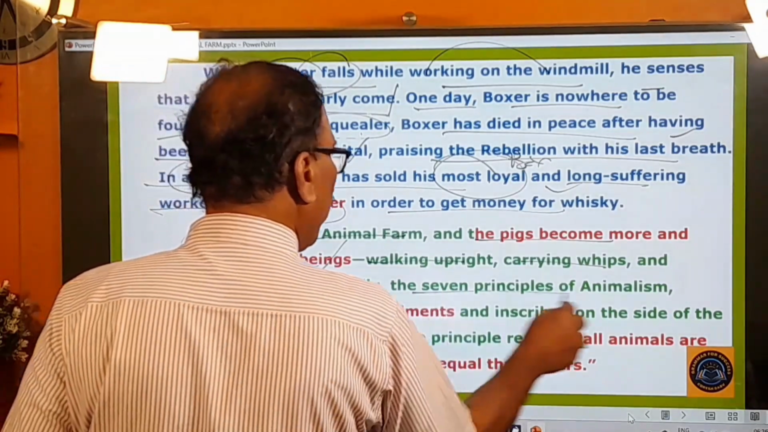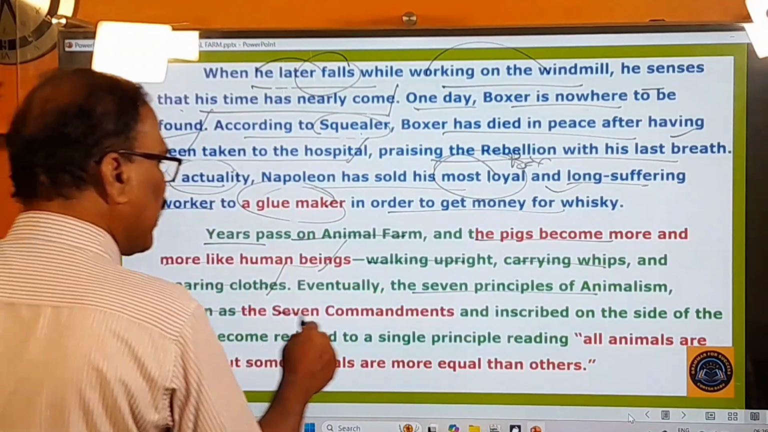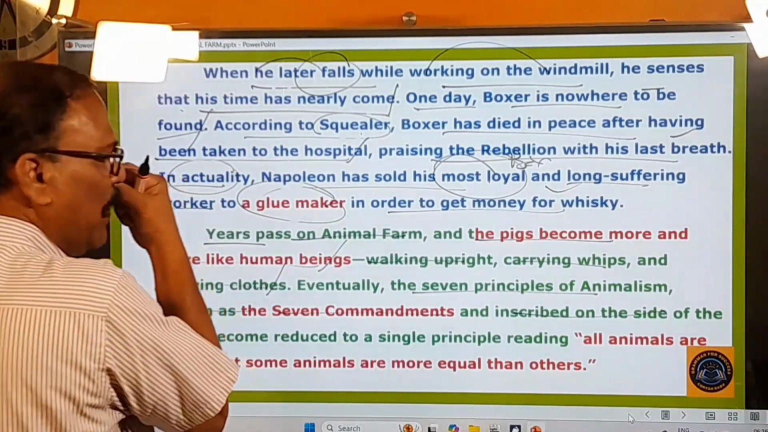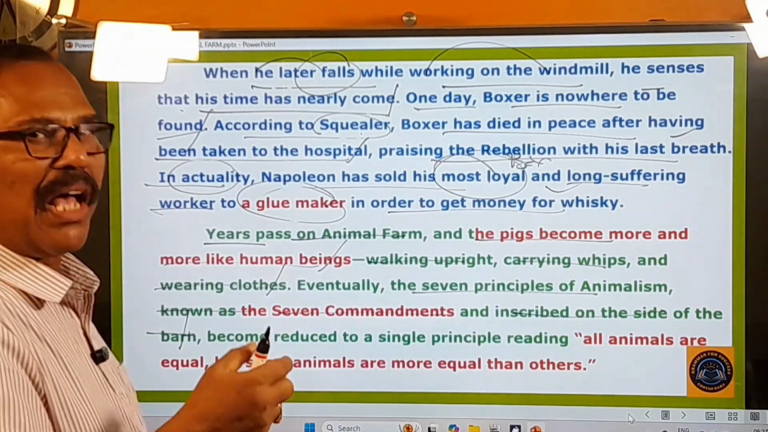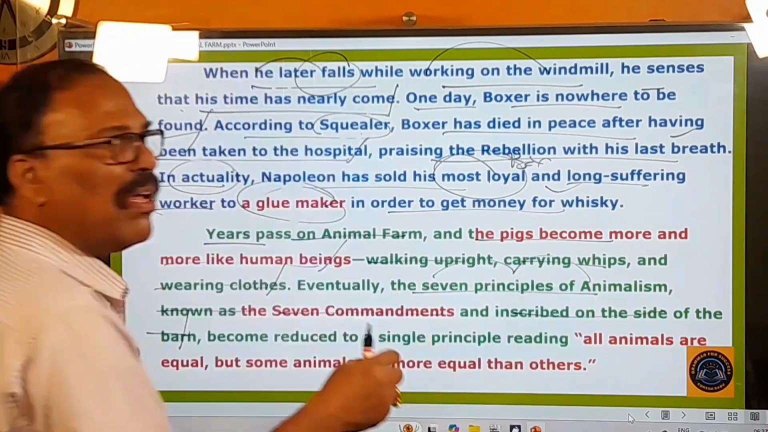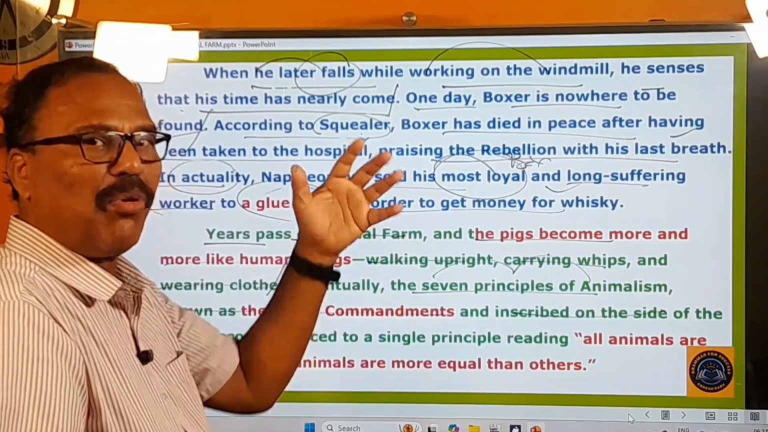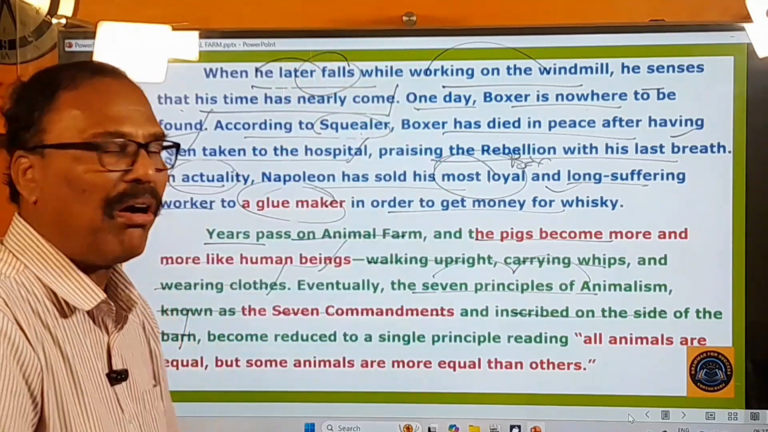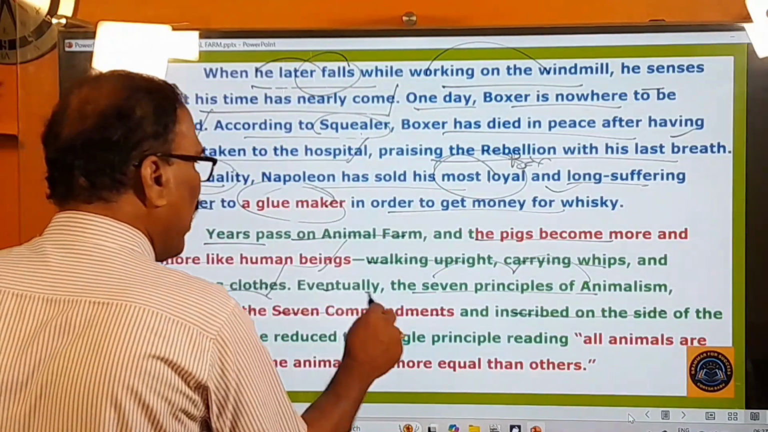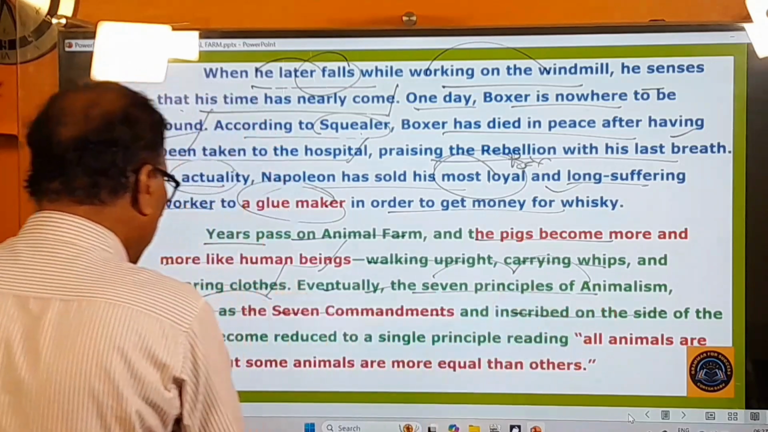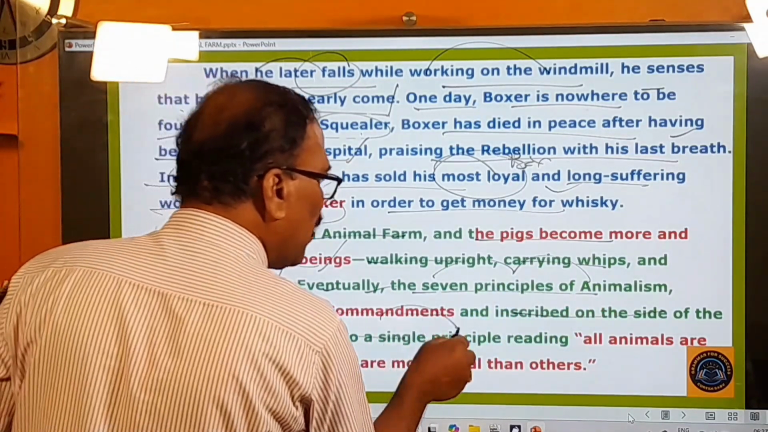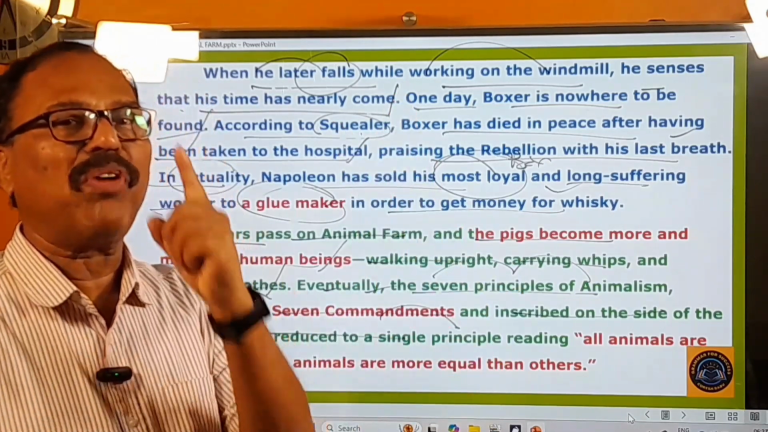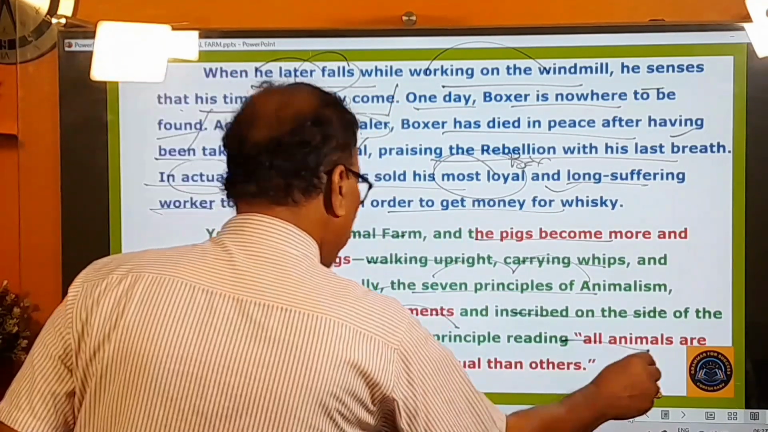Eventually, the 7 principles of Animalism, known as the 7 commandments, inscribed on the side of the barn. So here, when old Major was alive, what happened? 7 principles of Animalism were written there. After the death of old Major, these 7 principles of Animalism were written on the wall of the barn, known as the 7 commandments, and they were inscribed on the side of the barn, become reduced to a single principle. All the 7 principles of Animalism have been reduced to only one principle. What is that? All animals are equal.